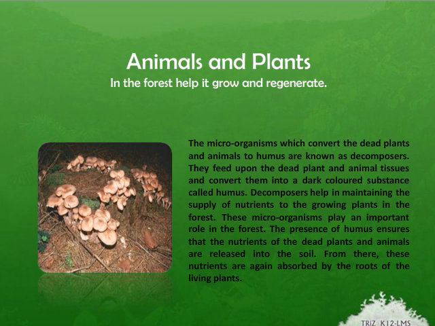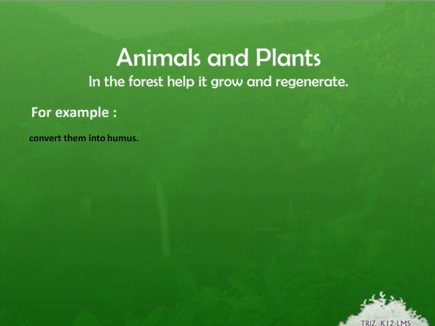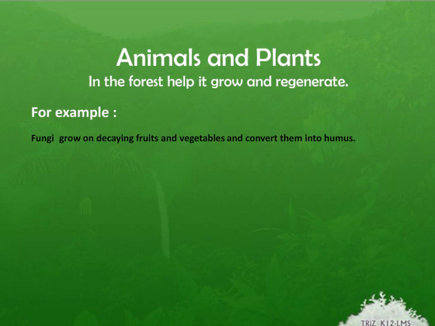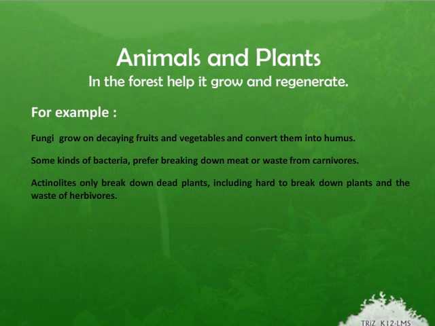The presence of humus ensures that the nutrients of the dead plants and animals are released into the soil. From there, these nutrients are again absorbed by the roots of the living plants. For example, fungi grow on decaying fruits and vegetables and convert them into humus. Some kinds of bacteria prefer breaking down meat or waste from carnivores. Actinomycetes only break down dead plants, including hard-to-break-down plants and the waste of herbivores. Worms are also considered decomposers as they act as scavengers.